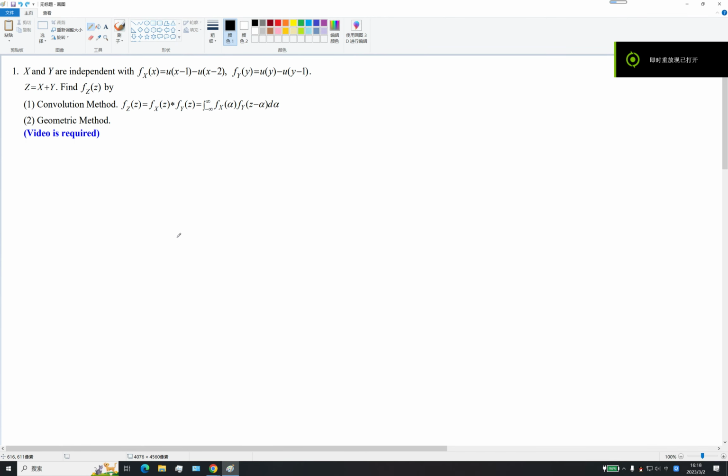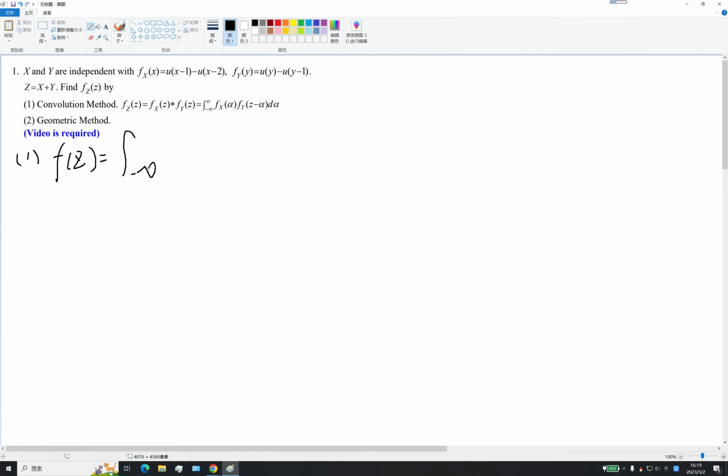Hi, this is question 1 of homework 5, and let's do it. X and Y are independent with f_X equals u(x minus 1) minus u(x minus 2), and f_Y equals u(y) minus u(y minus 1), and Z equals X plus Y. Find f_Z.